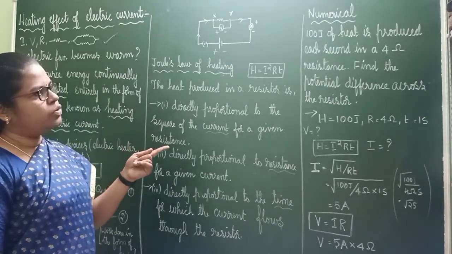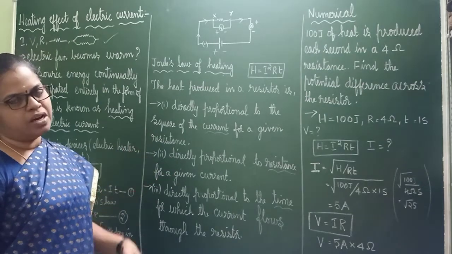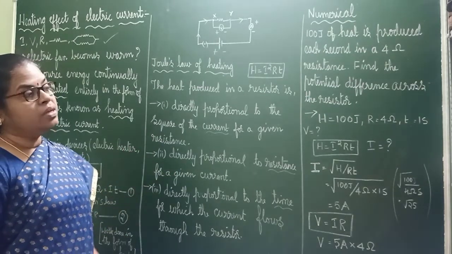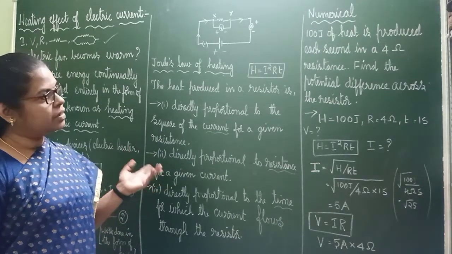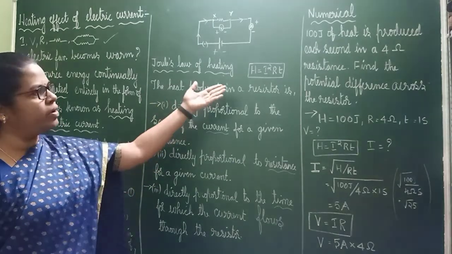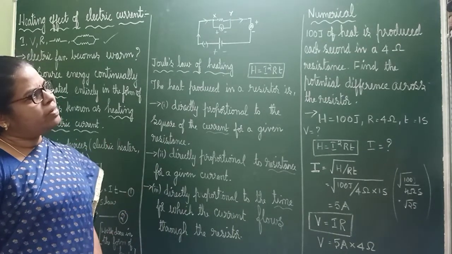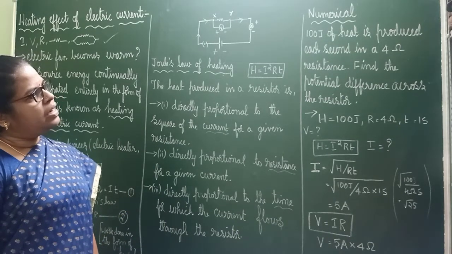So H is equal to I square RT. This is Joule's law. Okay, be very careful. This can be asked for 2 marks, or they can ask like Joule's law of heating can be expressed in the form of H is equal to I square RT. One numerical we will see based on this.